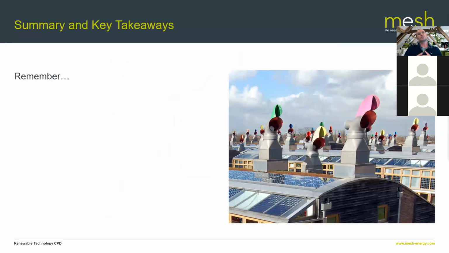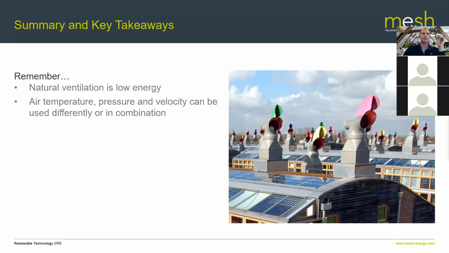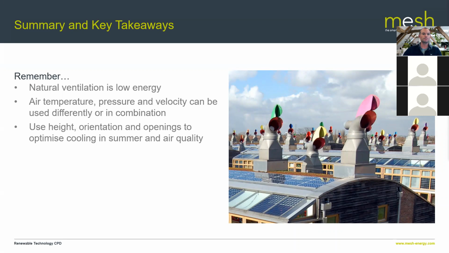And just by way of summarizing what we've gone through here, I can see some questions, so we'll leave some time for questions at the end. But these are the key things to take away. So remember that natural ventilation is low energy. It's one of the lowest energy ways of ventilating a building. Temperature, pressure, and air velocity can be used differently or in combination to ventilate spaces. You can use height in the design, orientation, and openings to optimize cooling in the summer and improve air quality.